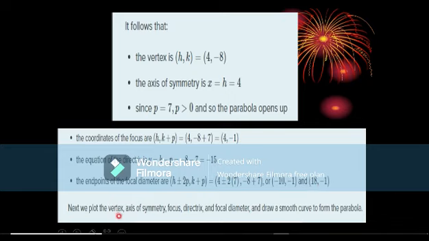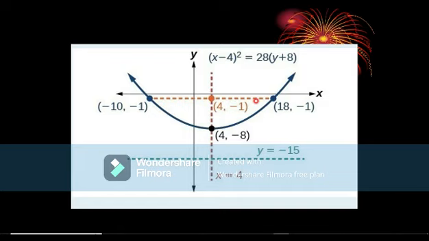Next, we plot the vertex, axis of symmetry, focus, directrix, and focal diameter, and draw a smooth curve to form the parabola. So we have here the endpoints of the focal diameter. You have negative 10, negative 1. Here is 18, negative 1. You have the focus, 4, negative 1. You have the vertex, 4, negative 8.